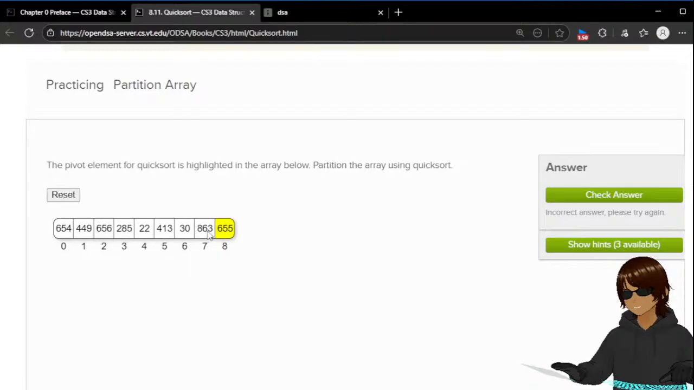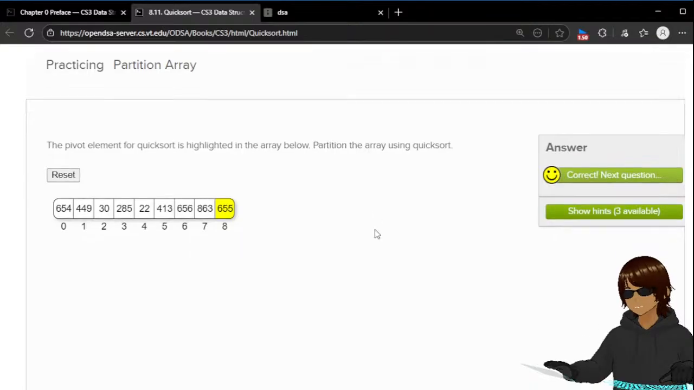Hold on, I made a mistake. 863, 645, 4. This is smaller, this is fine. 863 is over here. This is fine. You go to the next step. We reach 30. 499 is smaller. 656 is bigger. Now from this side, 85 is bigger. That is fine. 413 is smaller. That is an issue. Oh, what will it swap with? Yeah. Okay.